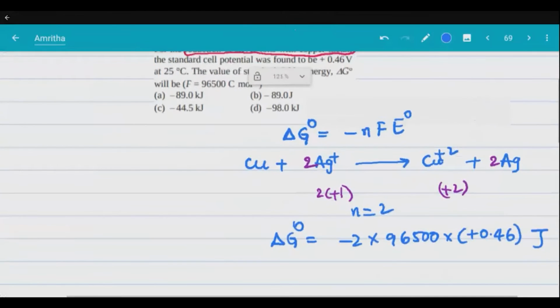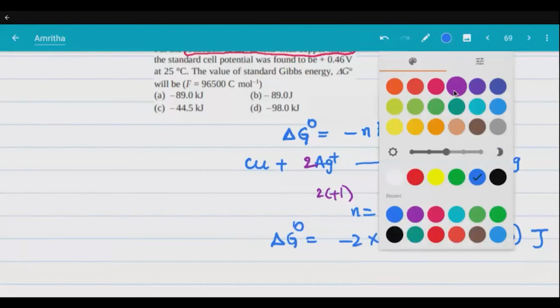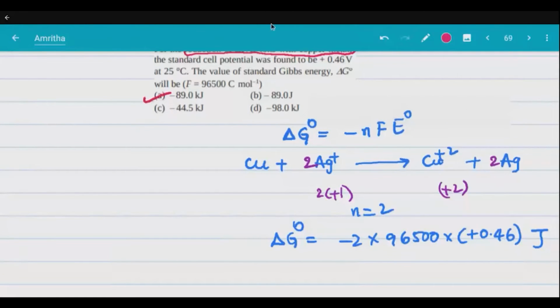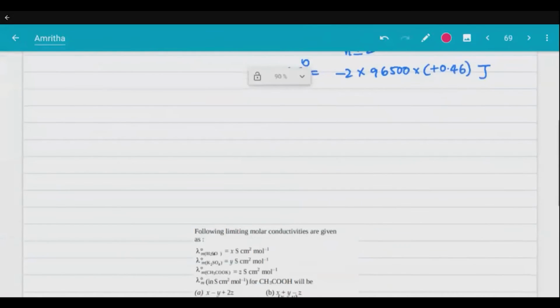So what is the answer for this now? Can anybody calculate and tell me? 2 into 96500 into 0.46 is about 89,000, which means 89 kilojoules. It must be minus, so minus 89 kilojoules. So you will get option A. Okay, done. Next.